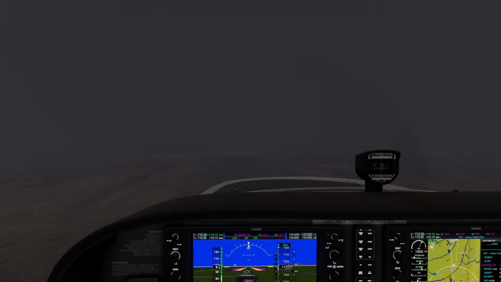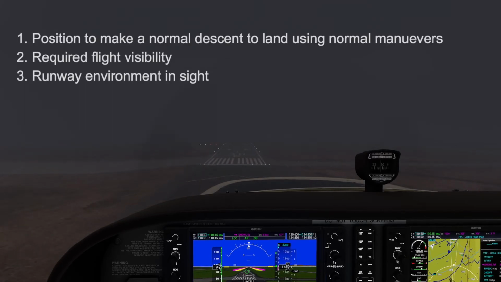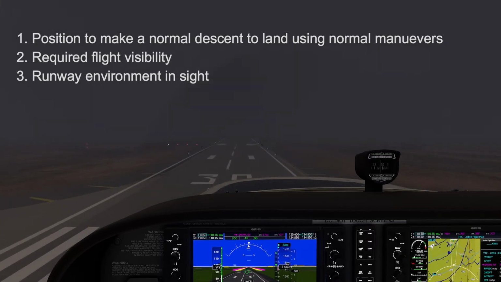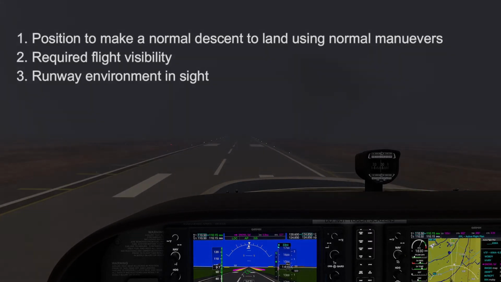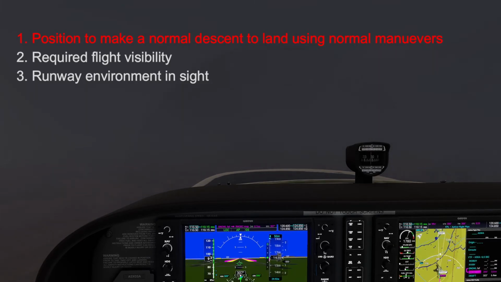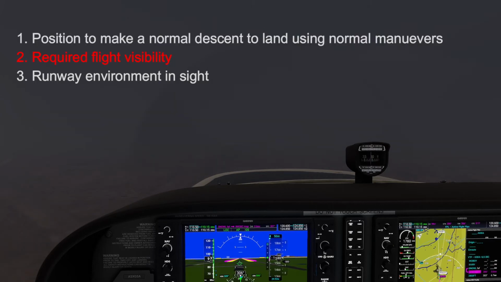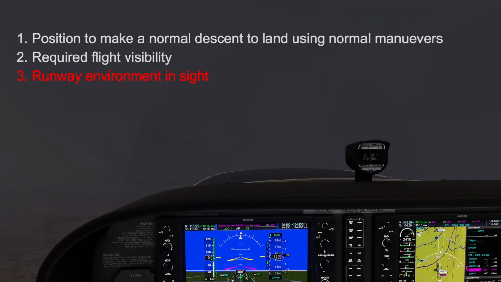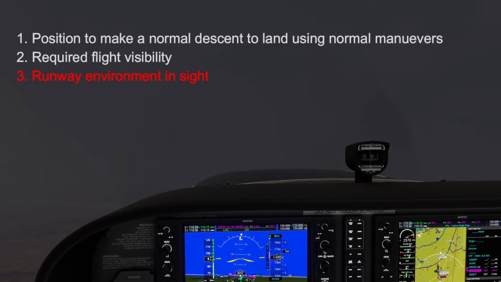This portion of the regulation requires that we meet all 3 of the requirements specified in 91.175(c) at all times when operating below the DA or MDA until we land on the intended runway. So if at any point after we descend below the DA or MDA, we find that the aircraft is not in a position to make a normal descent to land using normal maneuvers, the visibility drops below the required flight visibility, or we lose sight of the runway environment, we must immediately execute a missed approach.